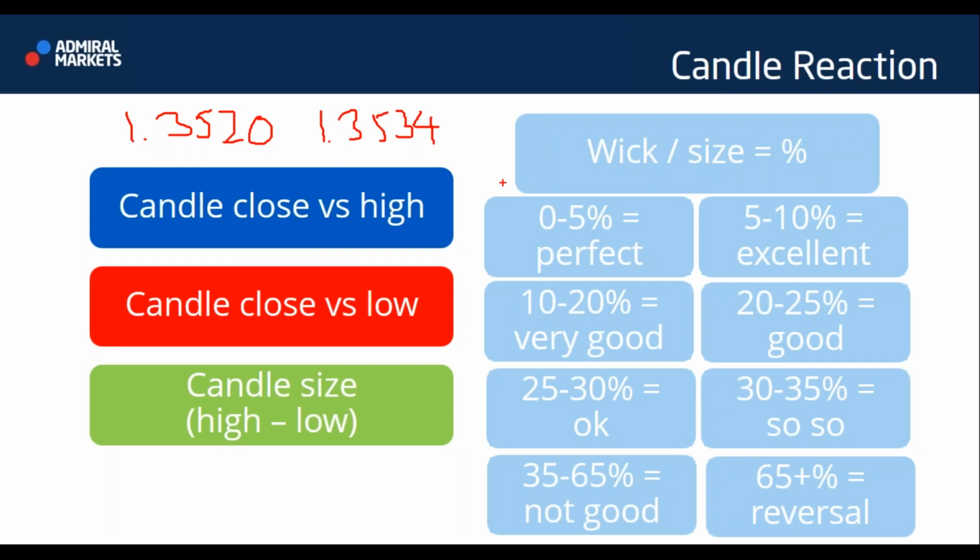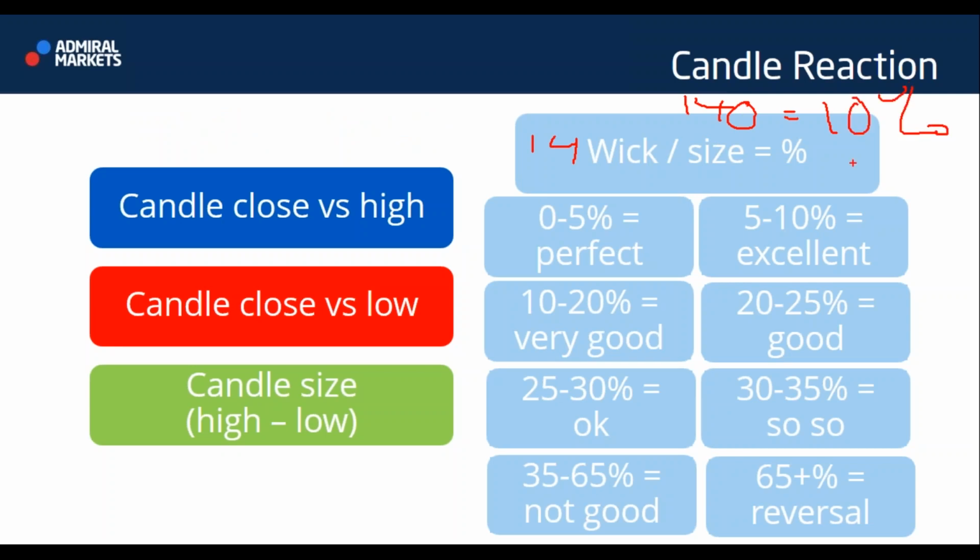So the next step is then to take the wick size and divide it by the candle size. So in this case, if we had a wick of 14 pips, right, and the size of the candle was 140, guess what? The wick is 10%. So we know now the wick percentage. What percentage of that candle consists of wick, if you see what I mean?